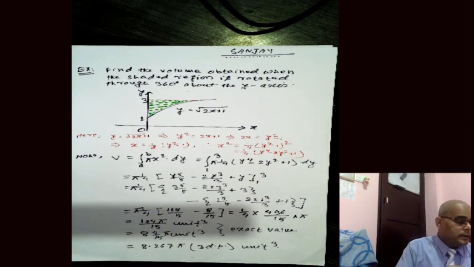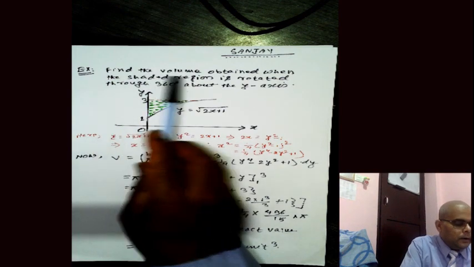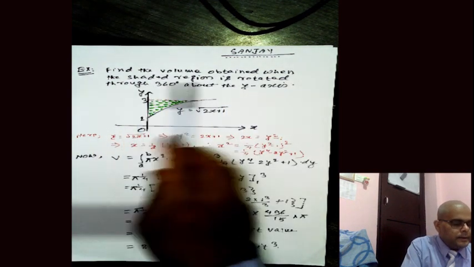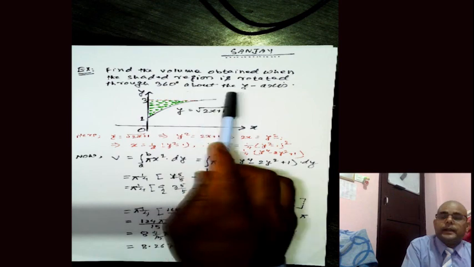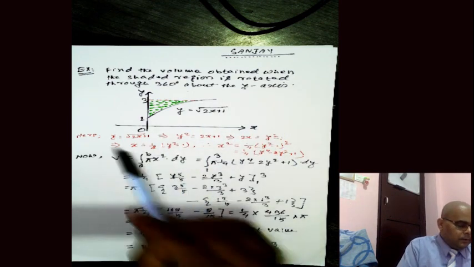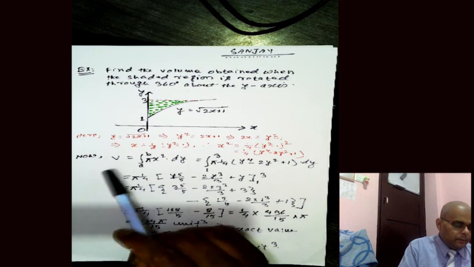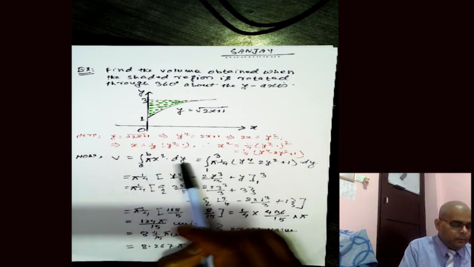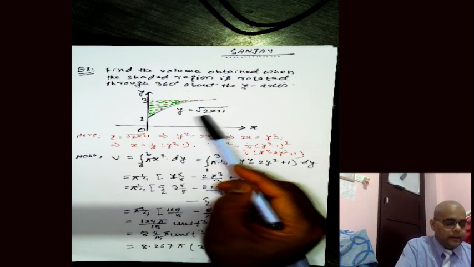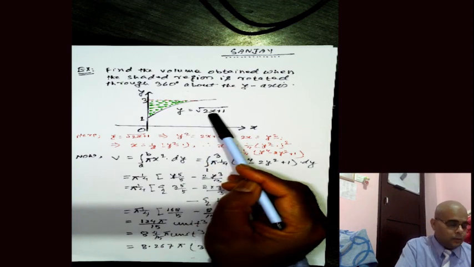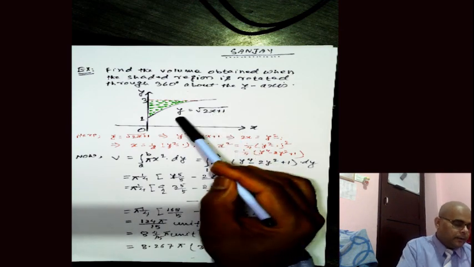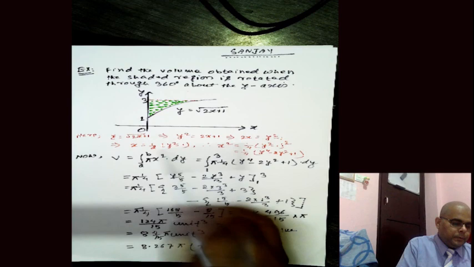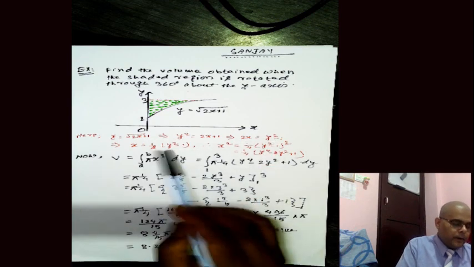So lastly, let's see this example. Find the volume obtained when this shaded region is rotated through 360 degrees about the y-axis. To find the volume our formula is pi x squared dy, but y is given in terms of x, so you have to convert x in terms of y. When you convert this, squaring both sides and transposing to the other side, it is 1 by 2 y squared minus 1.